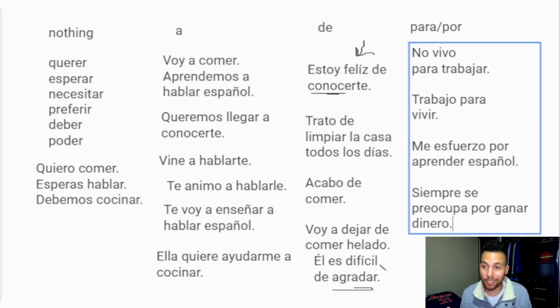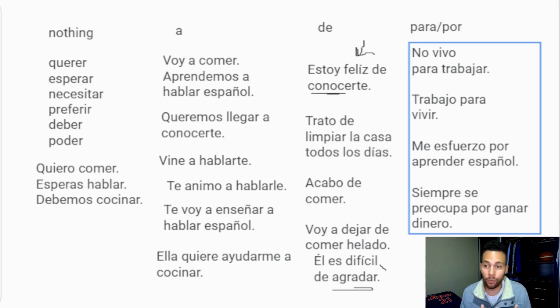Ironically enough, it is possible to say "me esfuerzo para aprender español." I exert myself in order to learn Spanish. That kind of makes sense, right? You can do para. I think por is a little more normal. And it's best to just remember you can do both, and por is the more normal one.